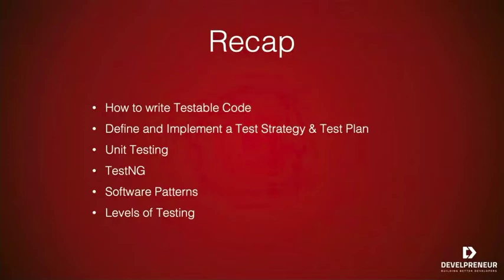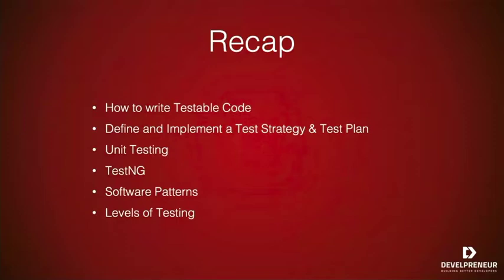We've looked at different things like how to write testable code. We've looked at the different ways to define and implement a proper test strategy and test plan into your development cycle, where these plans are really necessary at the beginning so that we can actually build software that can be tested, along with all of our correct documentation throughout the process. We've looked at using unit testing to test our individual units of software, not just from a developer perspective, but also from a tester's perspective as well.